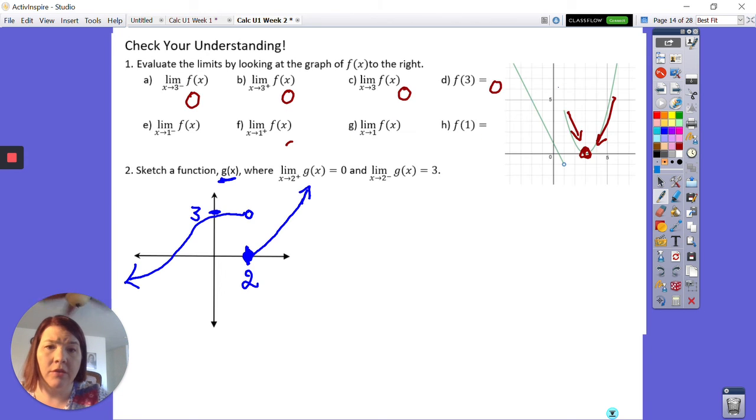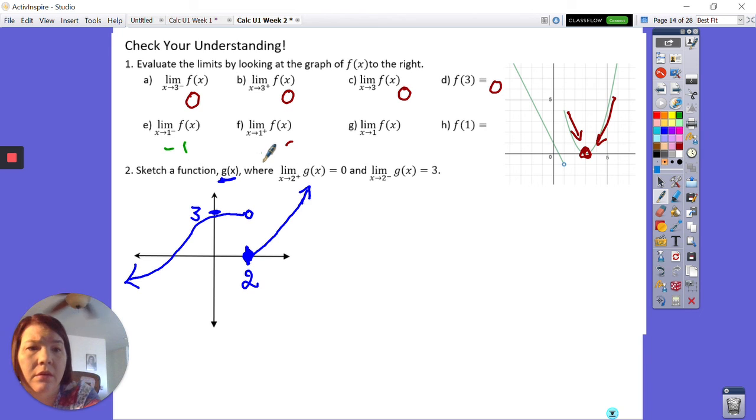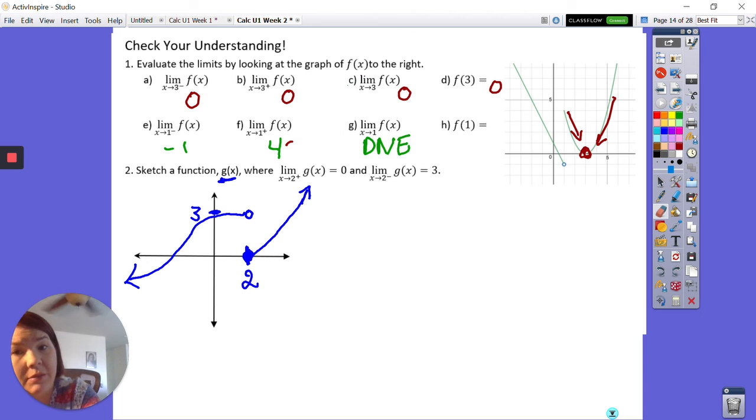Really quickly, the answers for E. And again, if you didn't pause and do E, take a minute. Don't just take my answers. Pause and do E. We have -1, 4, D and E, which stands for does not exist, because they're 2 different numbers. Since they don't agree, and we really hadn't talked about that yet, it does not exist. The left and right-handed limits have to be the same.